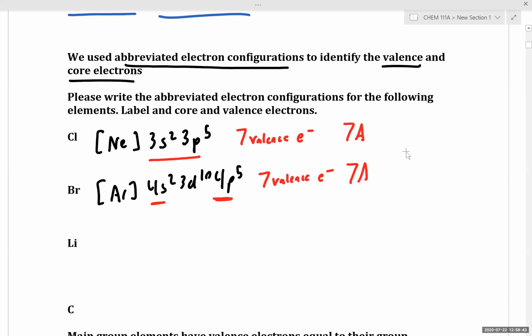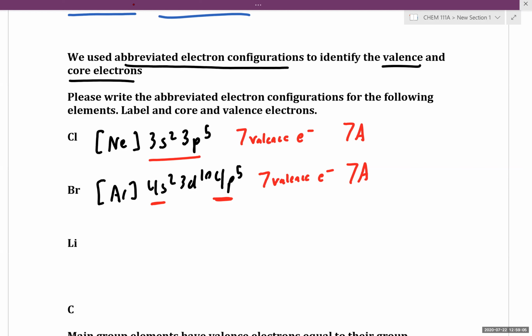Does anyone see a bit of a connection? Does anyone see a relationship between the group number and the valence electrons? Are they the same or different? Is the group number the same or different compared to the number of valence electrons? So we have 2 group 7A elements and they have the same number of valence electrons. And this is important because elements in the same group also have the same number of valence electrons.